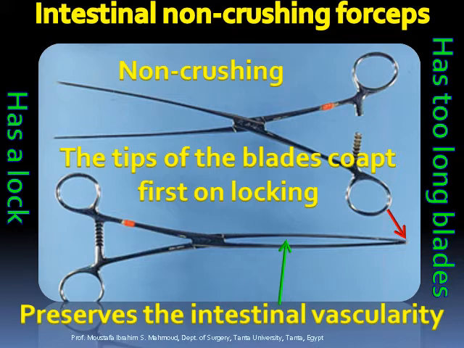Intestinal non-crushing forceps. It is non-crushing. The tip of the blades coapt first on locking. It preserves the intestinal vascularity. It has 2 long blades and it has a lock.